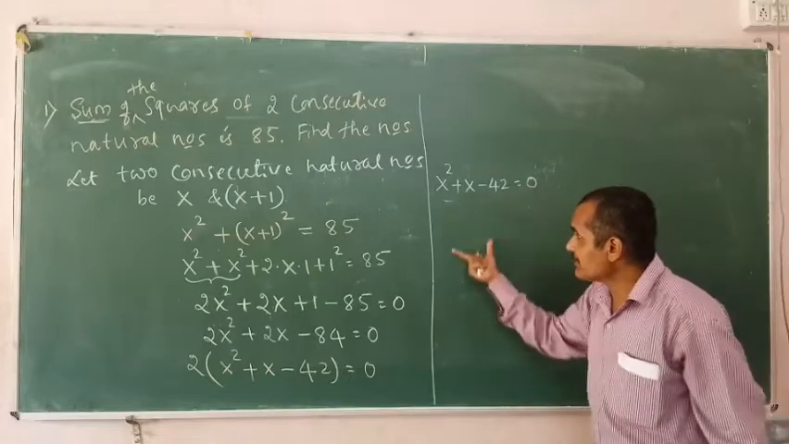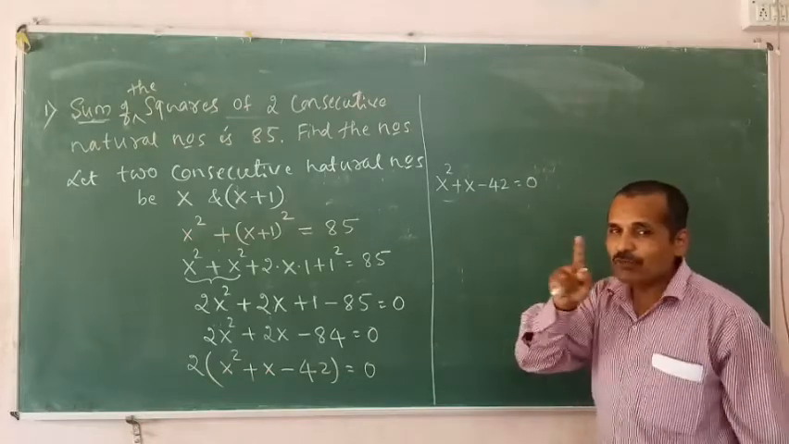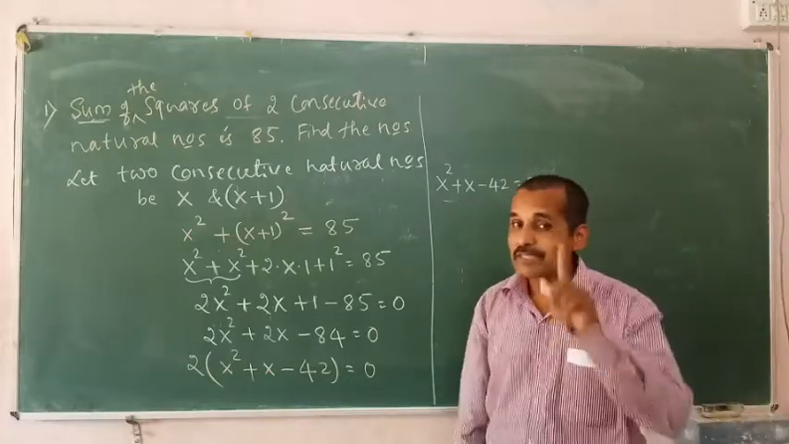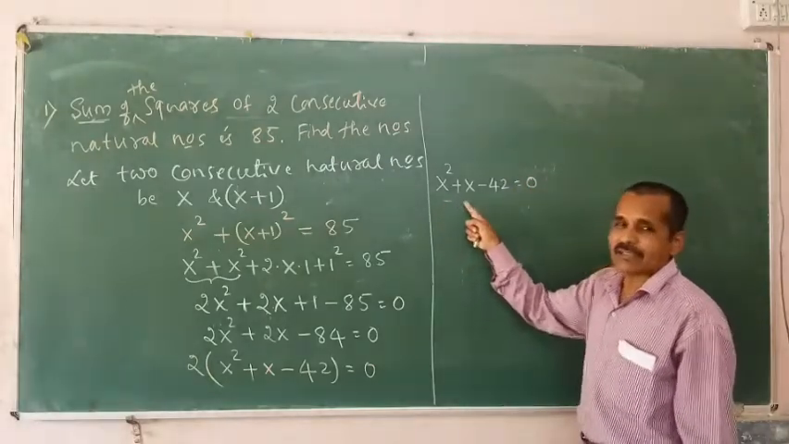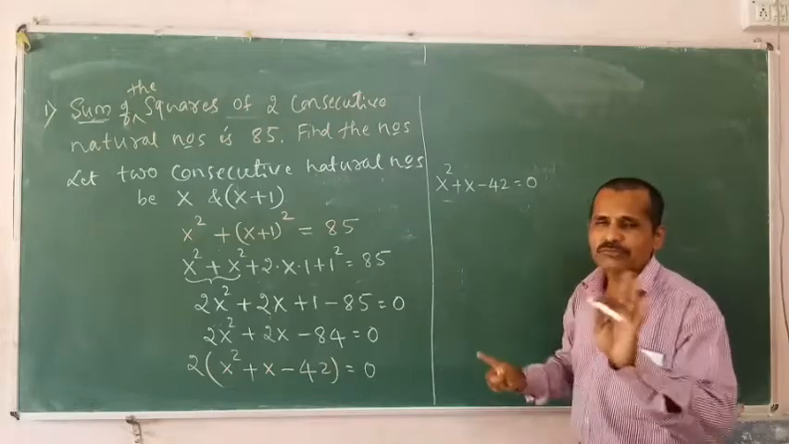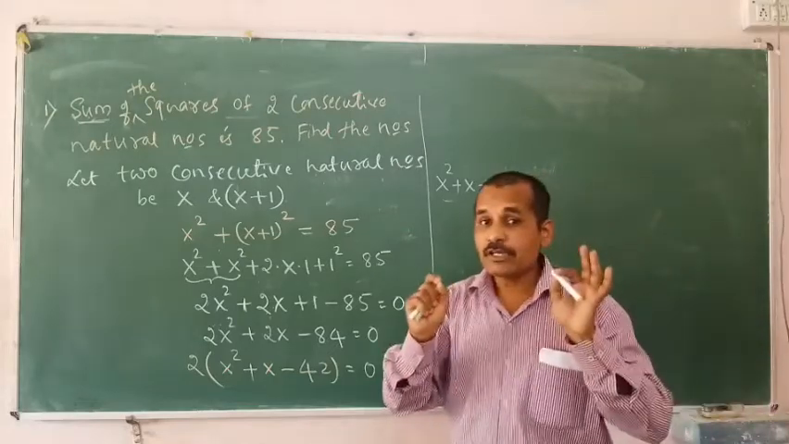Now it has to be solved. It has to be simplified. I will give you a shortcut. Listen very carefully. No need to write all this again: x square plus 7x minus 6x minus 42. No need. I will give you a shortcut.